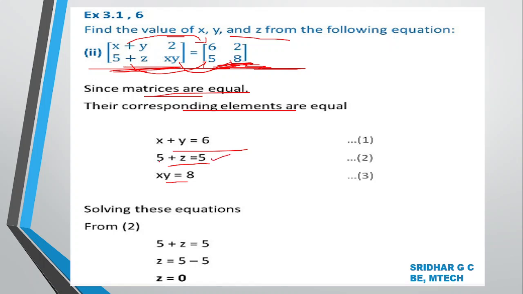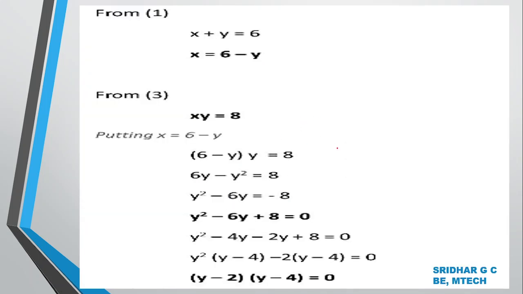See now, they are telling 5 plus z equals 5. That means I can solve this equation and get the z value directly. So 5 plus z equals 5. Here I can shift this to the other side, so positive will become negative. So 5 minus 5 equals 0. The z value is 0. When the z value is 0, we can solve for which one?